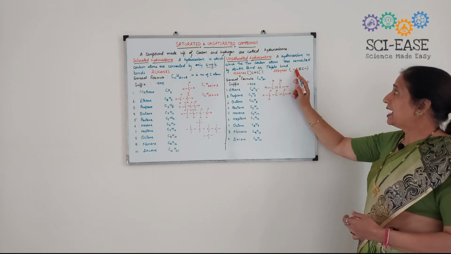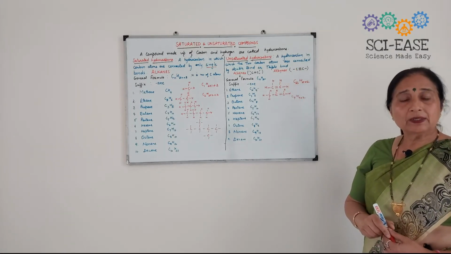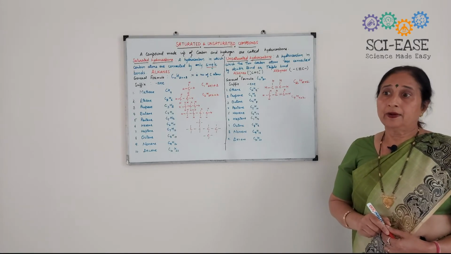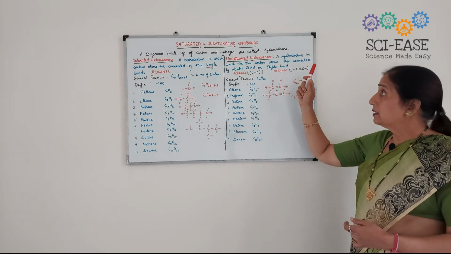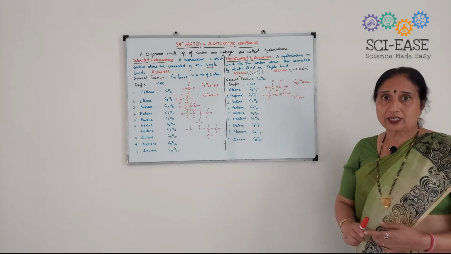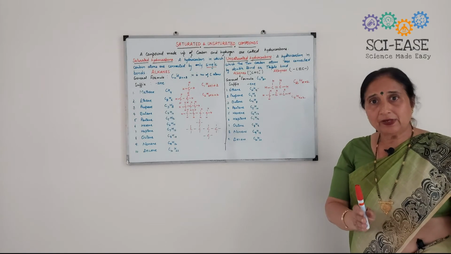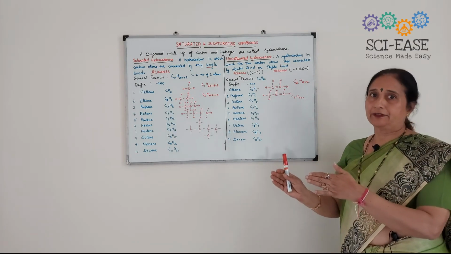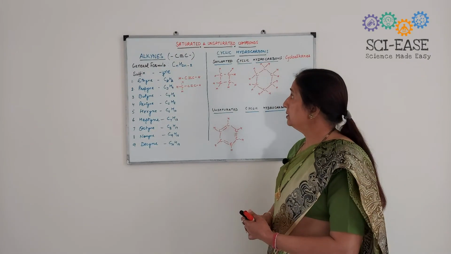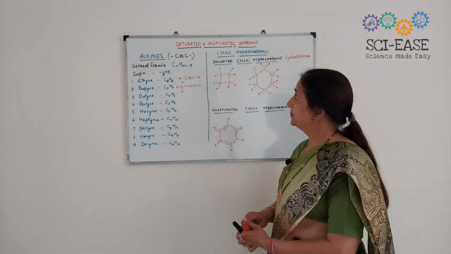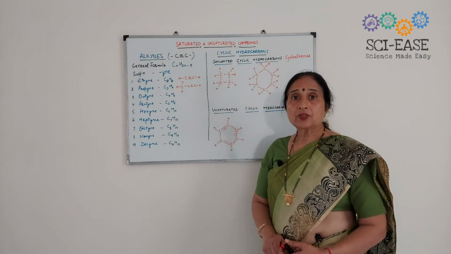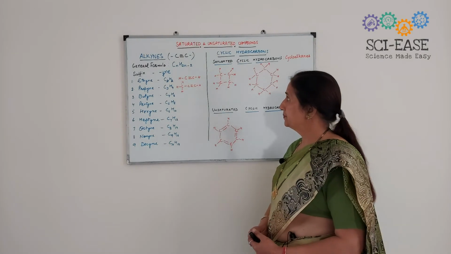So next, that is the alkynes. Alkynes have a triple bond between the carbons. Between 2 carbon atoms, it has a triple bond, and I must tell you that these unsaturated compounds, both alkenes and alkynes, are reactive. Alkanes are unreactive, but alkenes are reactive. Now, the next unsaturated hydrocarbon is alkynes. I've told you that in alkynes, there is a triple bond between the 2 carbons.